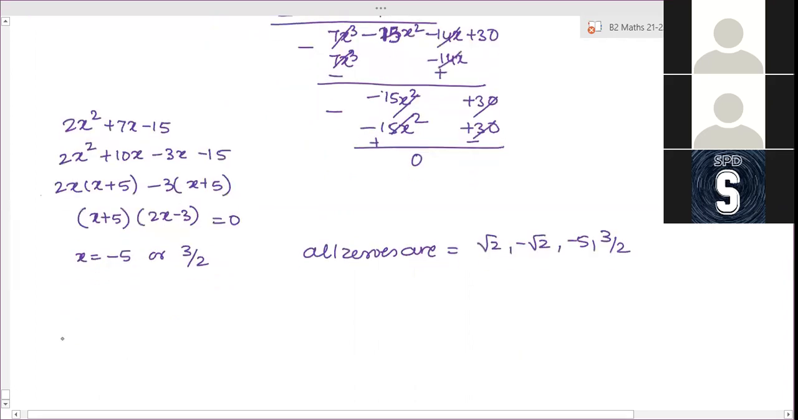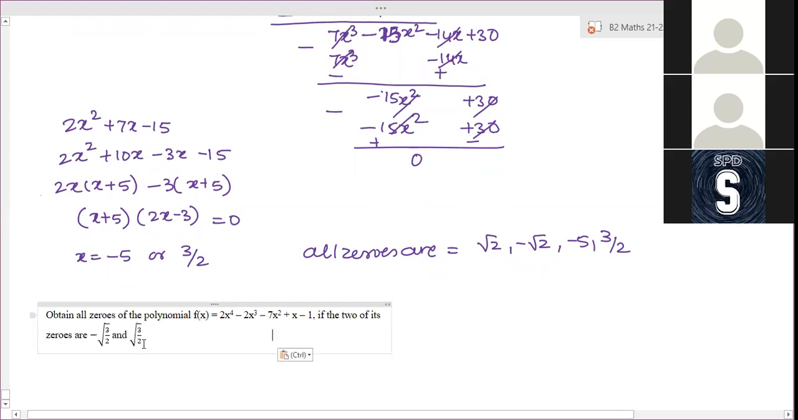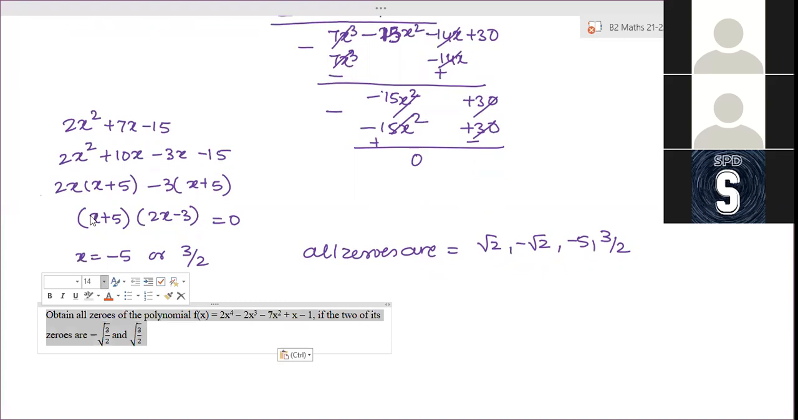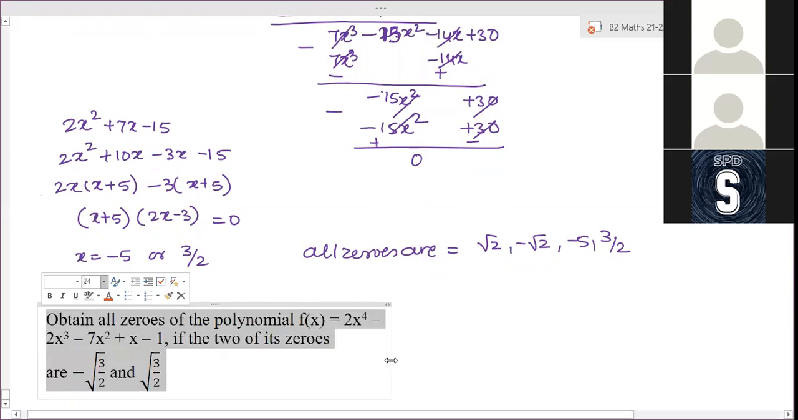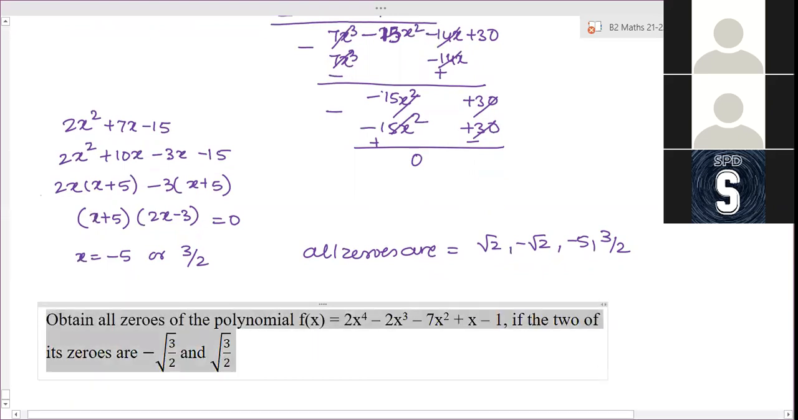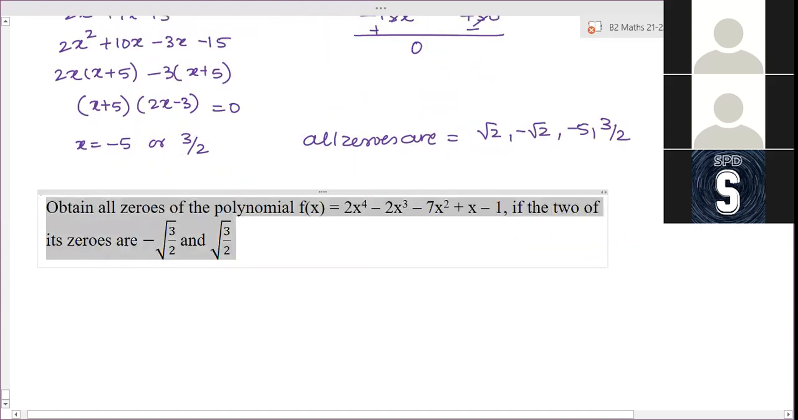Everyone got the answer? Yes, ma'am. Ma'am, how many marks will this question be? 3 or 4. Now 4 markers are not there. So 5. On the 71st question, right?